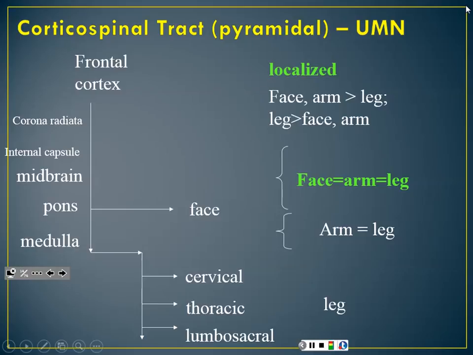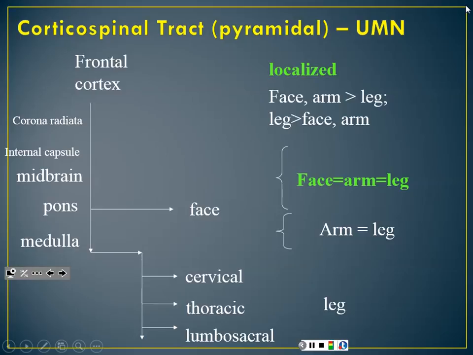So if you have arm and leg, there's only really two possibilities of upper motor neuron. It has to be opposite low pons or medulla, or it has to be high cervical cord. Okay? And then we get down into the spinal cord, you get below the cervical area, it could only be leg.